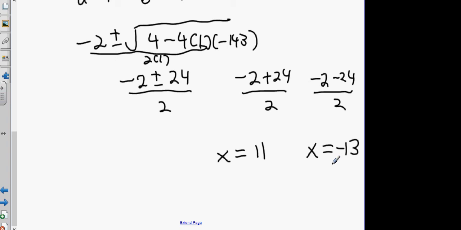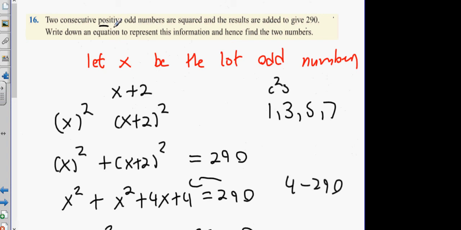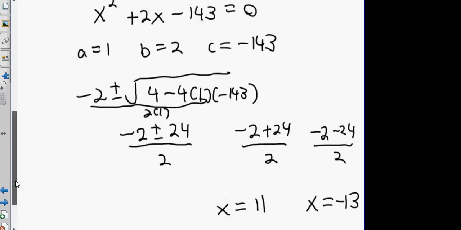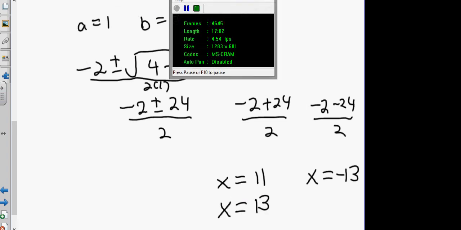Why is x equals minus 13 not an acceptable answer? No. It says positive odd numbers. So the smaller positive odd number is 11. The bigger positive number is plus 2, which is 13. Stop where you are.